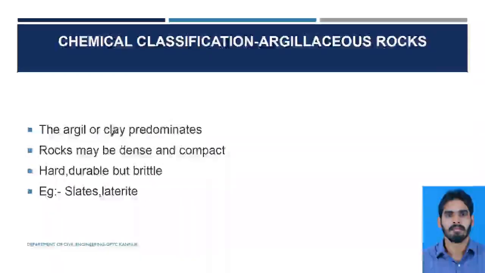And next is argillaceous rocks. Argillaceous rocks are argil-containing or clay-containing materials. More clay will be there in these argillaceous rocks. They are dense and compact. That means the grains will be arranged very closely. The voids will be very few. They are hard, durable, but brittle. Brittle means if you strike it, it will get fractured suddenly. It does not have any elastic character. It has a strong brittle character.